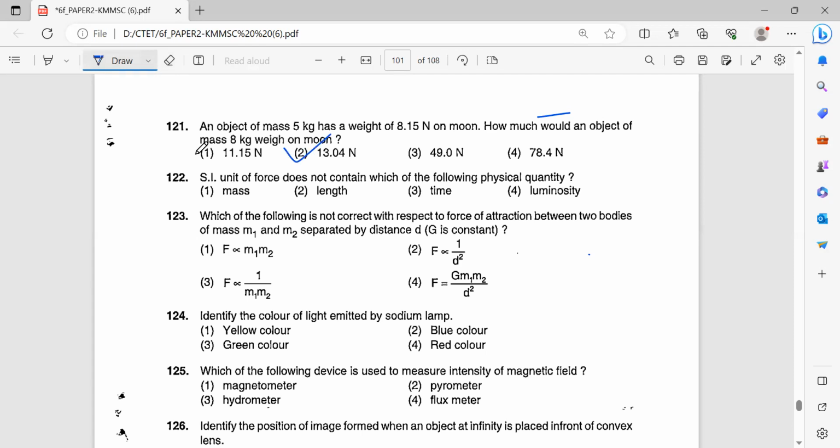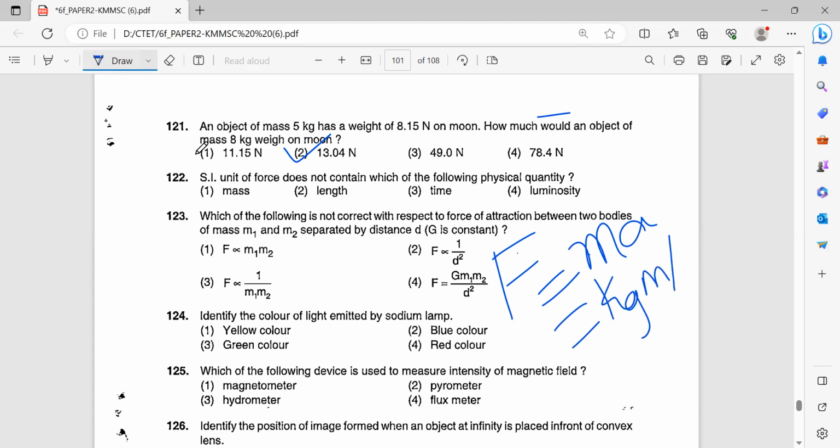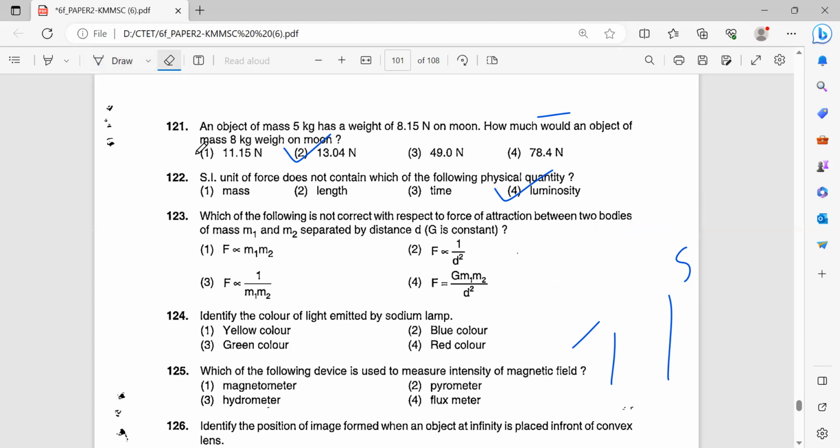Next, SI unit of force does not contain which of the following physical quantities? So we know that the formula of force is M into A. So M is kg, A is meter per second square. So it has mass, it has length, it has time. So it does not have luminosity. So option D is luminosity. Luminosity means brightness. The measure of brightness is called luminosity. So it is not at all related here, right? So option D, luminosity, is the right answer.